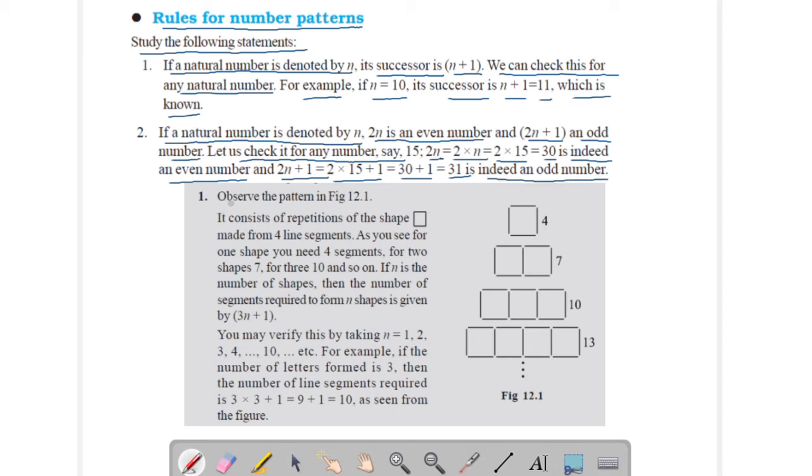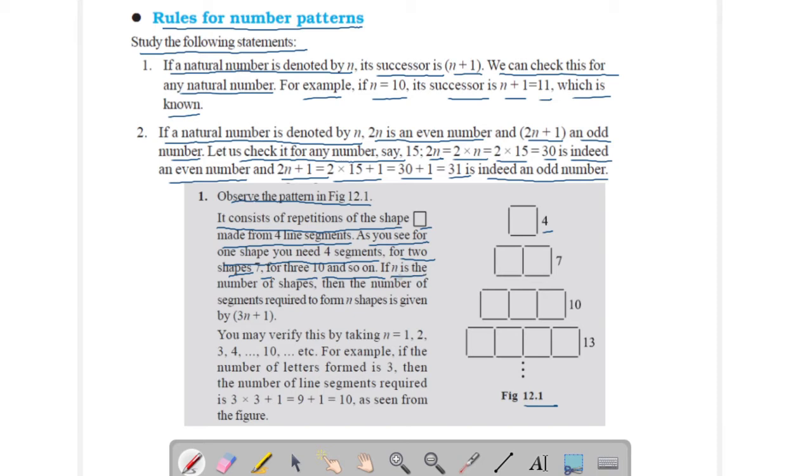Now observe the pattern in the figure 12.1. This is your figure 12.1. It consists of a repetition of shapes, that is, squares. In making a square, how many segments are required? 4. If a square shape is made from 4 line segments, as you see, for one shape you need 4 segments, for 2 shapes 7, for 3 shapes 10, and so on.